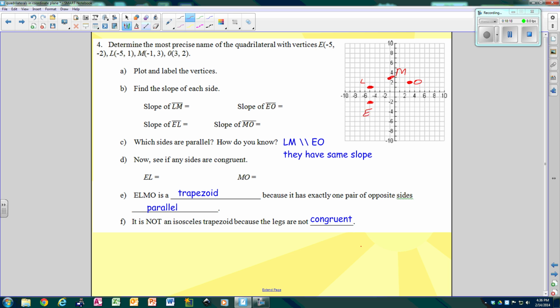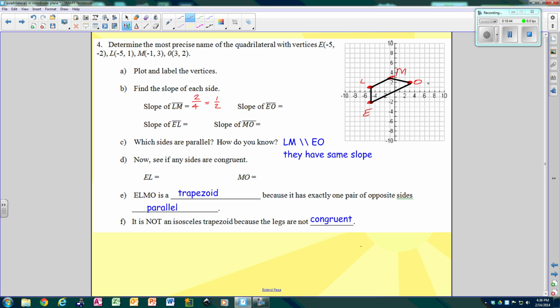All right, so now let's connect these dots. So E to L, well, that's undefined. All right, so now let's find the slope of LM. LM, we rise 1, 2. 1, 2, 3, 4. So if we rise 2 and run 4, that's 1/2.